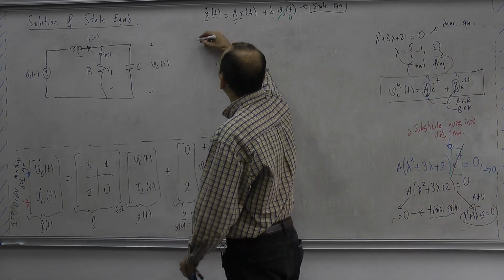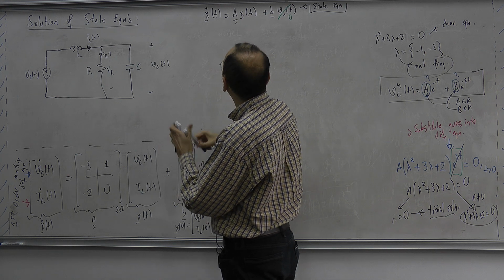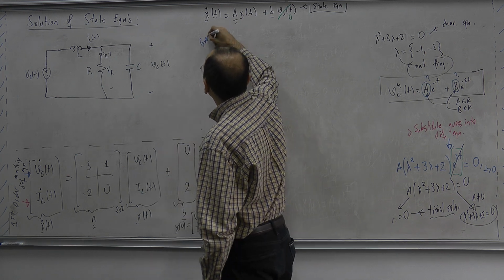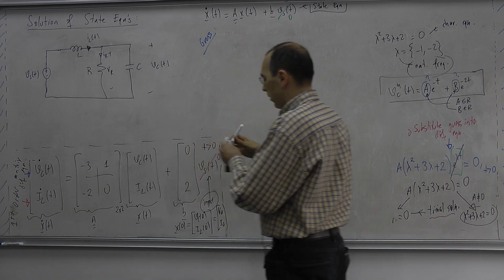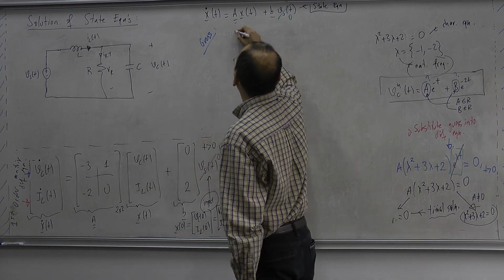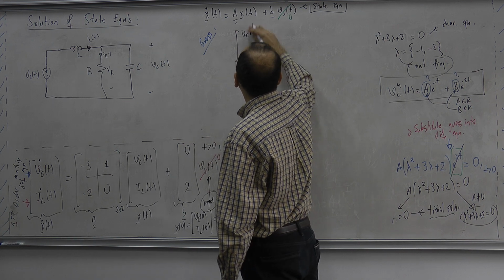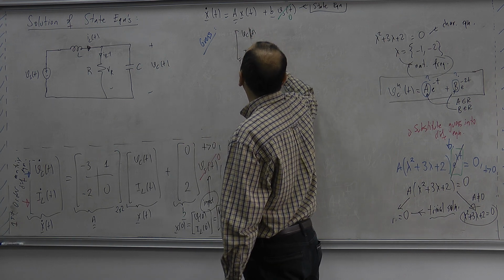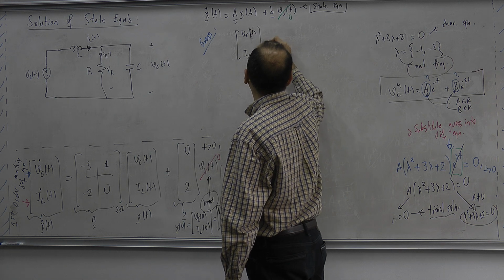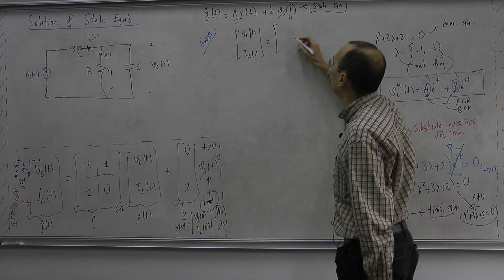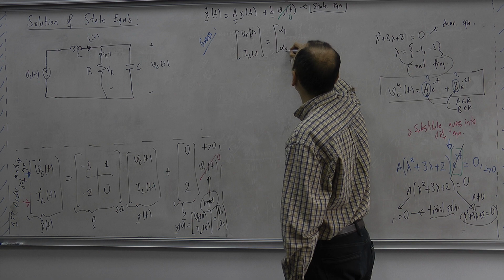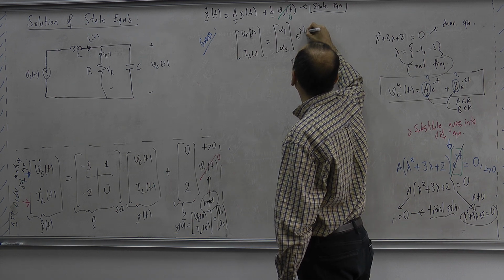Well, no surprises. I'll be doing something like, let me see, I'll be making a guess. So what is my guess? So this x is this vector, as we have said, vc of t, il of t. So let me have, for example, alpha 1, alpha 2, e to the lambda t.